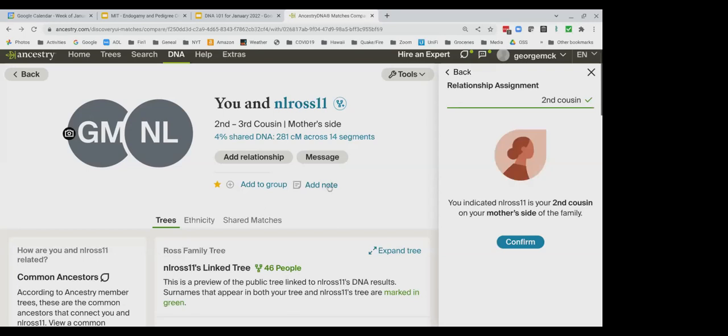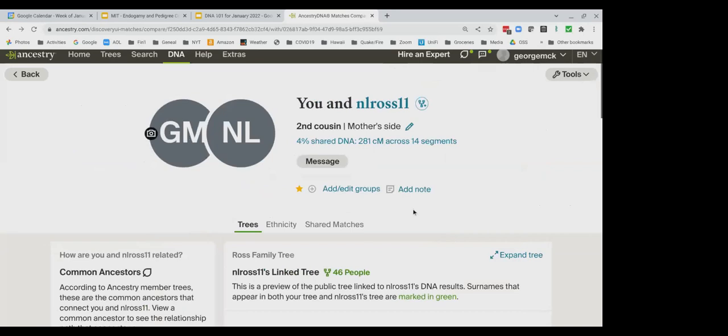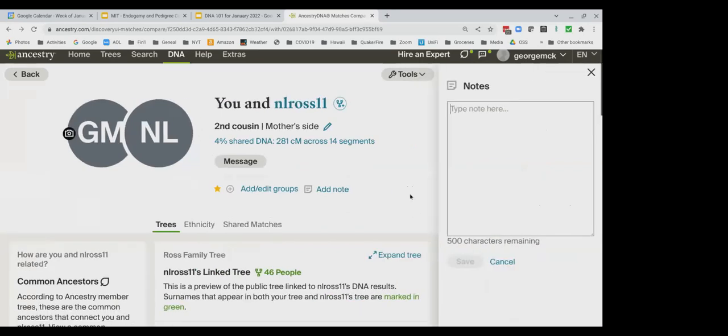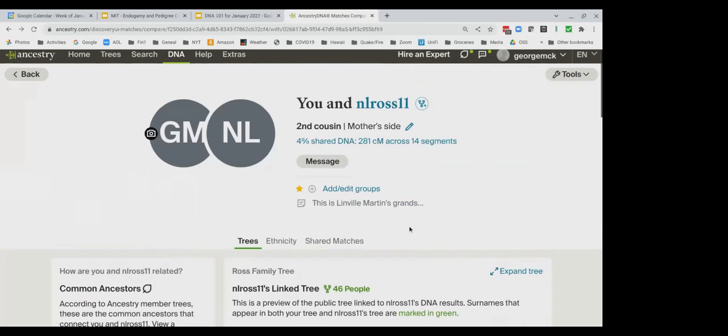Okay, I want to add a note. This is Linville Martin's grandson and my second cousin. So everybody sort of sees what I'm doing here. And yes, I would absolutely add this person to my database if they weren't there already.